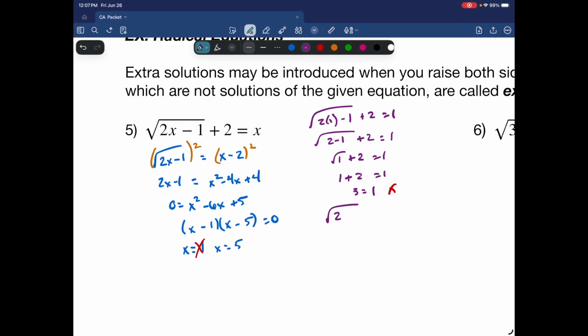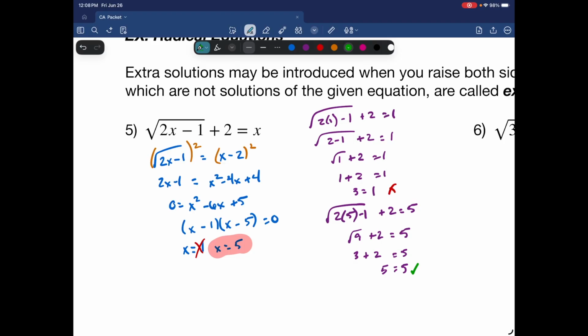Square root of 2 times 5 minus 1 plus 2 equals 5. All right, 2 times 5 is 10, minus 1 is 9, so I got square root of 9 plus 2 equals 5. Square root of 9 is 3, plus 2 equals 5, so 5 equals 5. That one works. So my answer is x equals 5, and I get to keep the one that works.